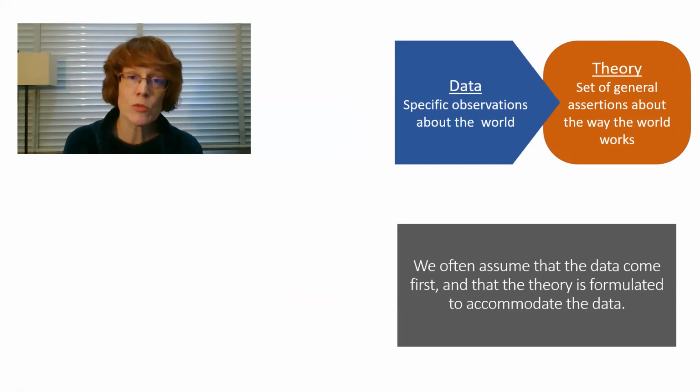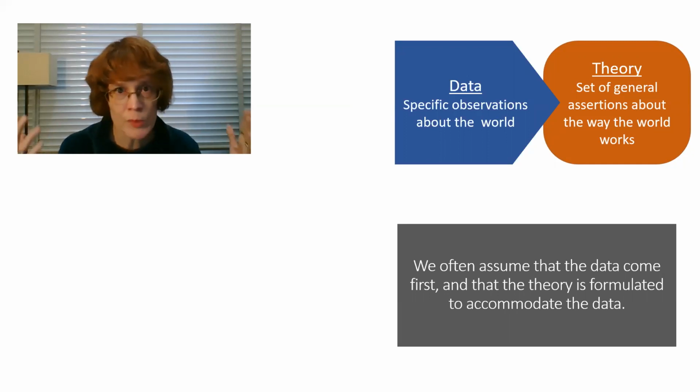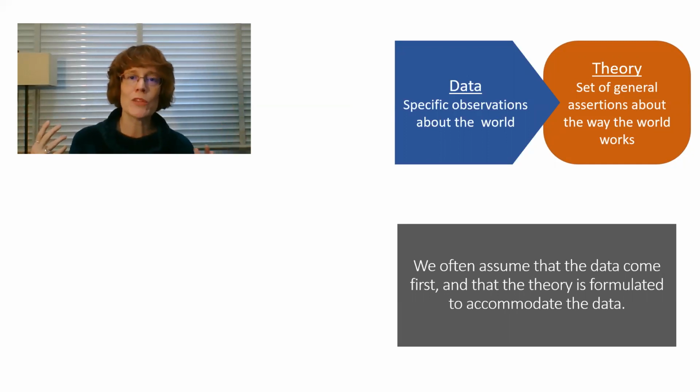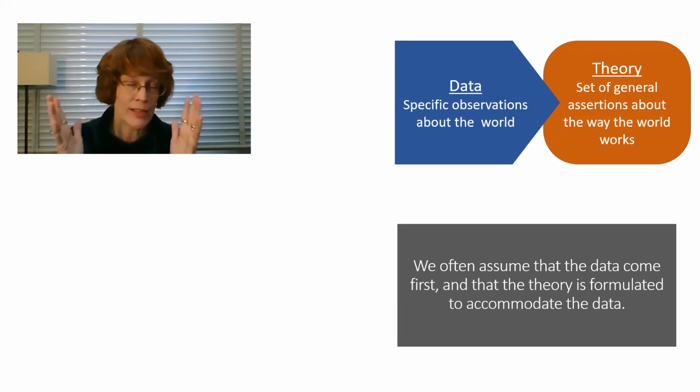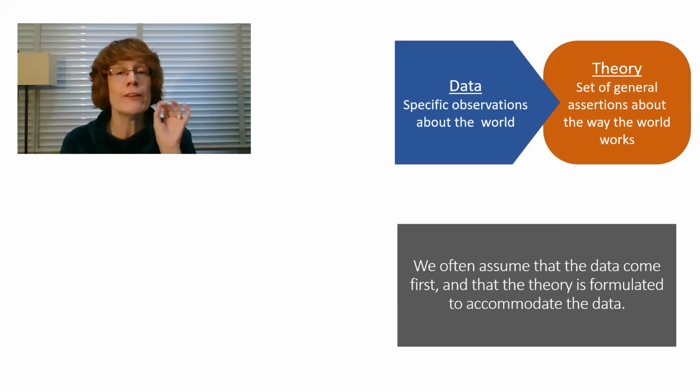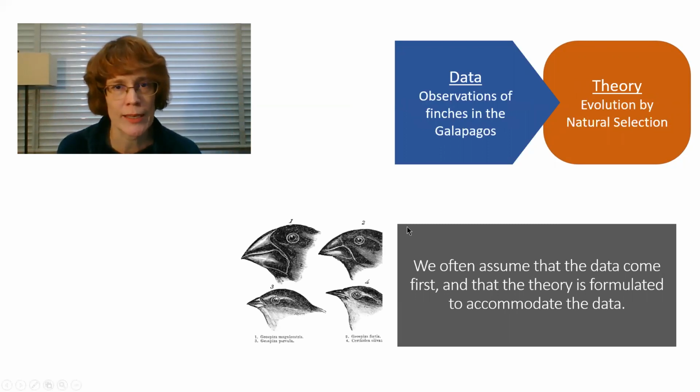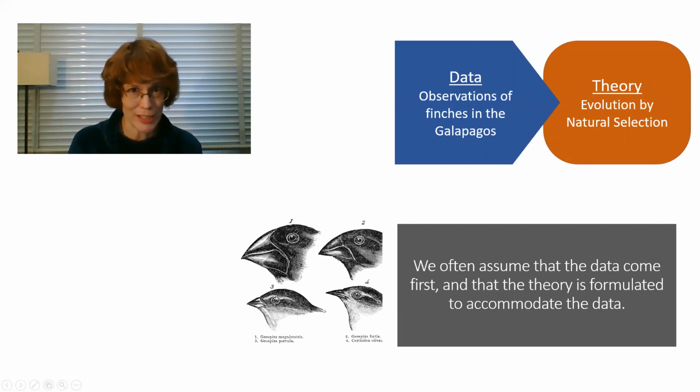So the standard picture is sometimes that you go out in the world, you see a bunch of data, and then you formulate the theory, right? So we assume that the data comes first and the theory comes second. At least often that's sort of how it's presented. But in fact, it's more complicated than that. But here's a little example of how we might tend to think it works, right?